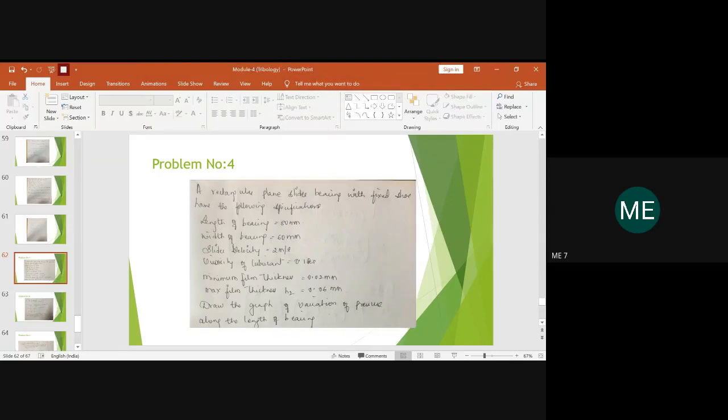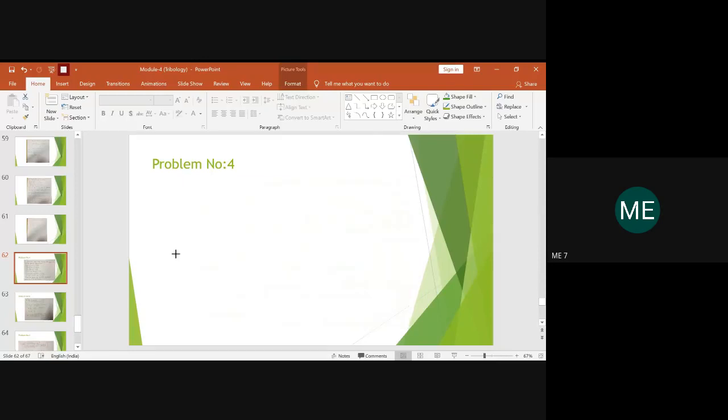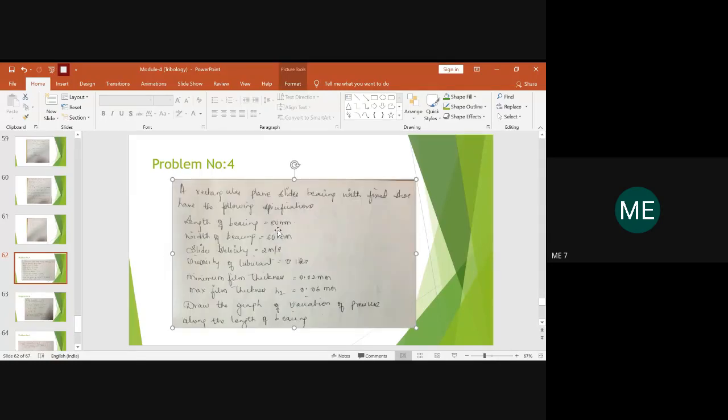So this is a problem we need to take up. This is a numerical. Everyone kindly take down the numerical. It is a rectangular plane slider bearing again with a fixed shoe, which has specific details as shown here. The length of the bearing is given to be 80 mm. So kindly note down the length of the bearing as L equal to 80 mm.